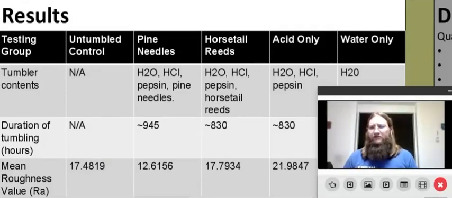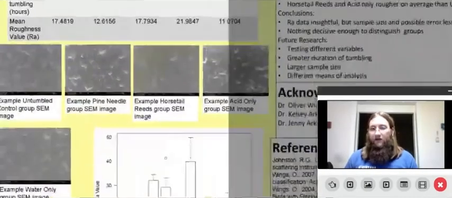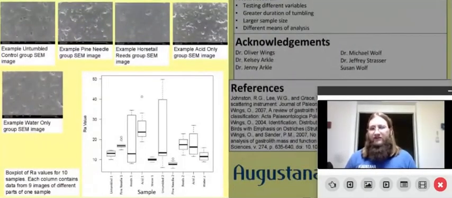This is due to technical issues I had with the tumblers that unfortunately became an important factor. The lowest RA values belong to the groups with the longer tumbling duration. I didn't mean for duration to become a variable in this, but clearly it is. Another source of variation comes from the rocks themselves.